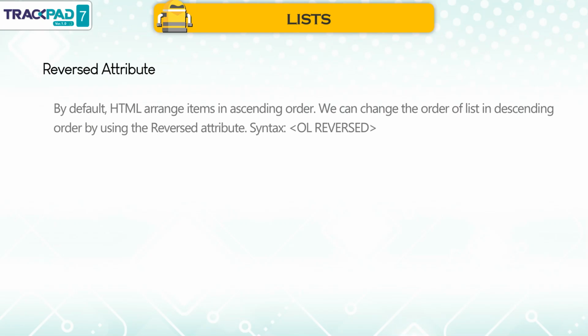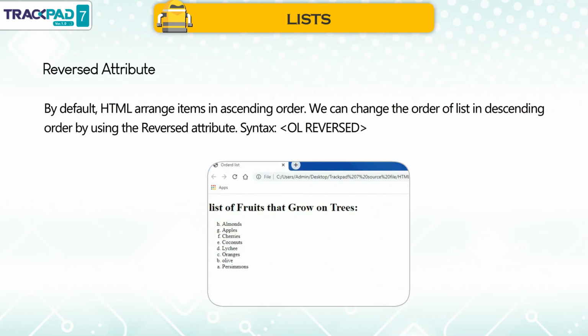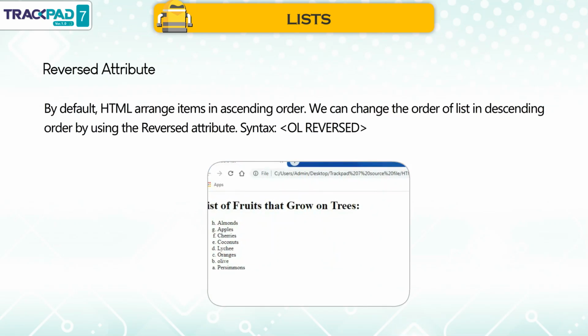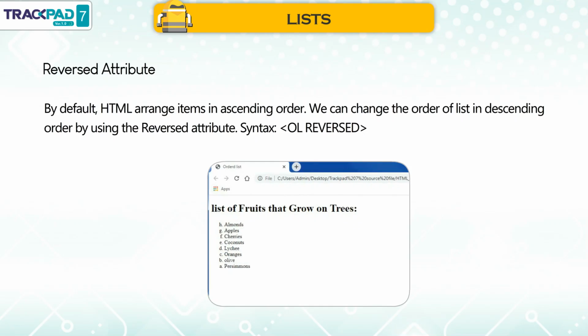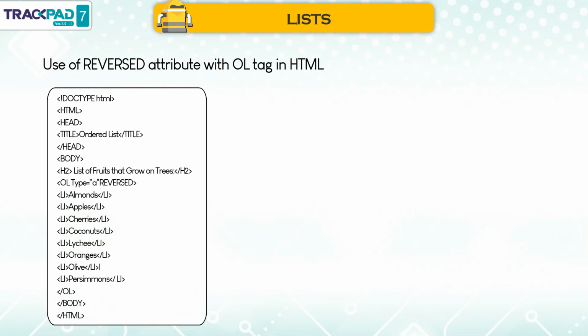Reversed attribute. By default, HTML arranges items in ascending order. We can change the order of the list to descending order by using the reversed attribute. Syntax: <ol reversed>. Use of reversed attribute with OL tag in HTML.